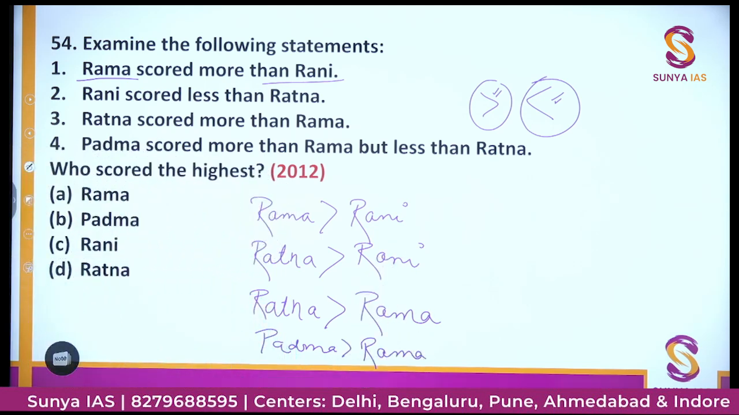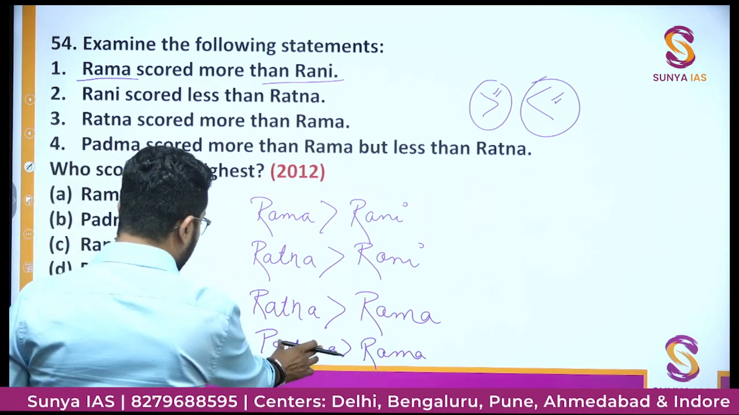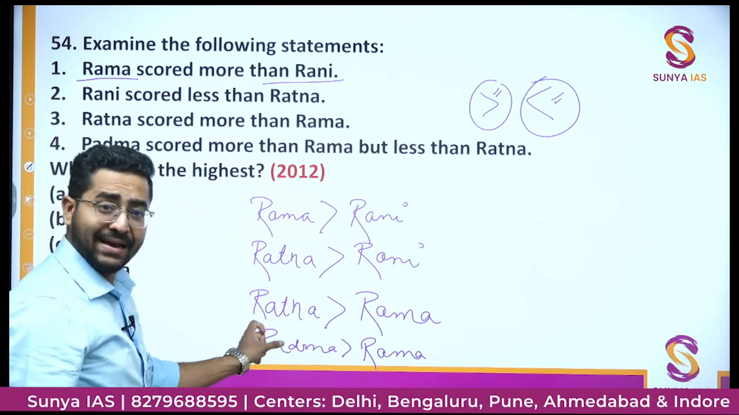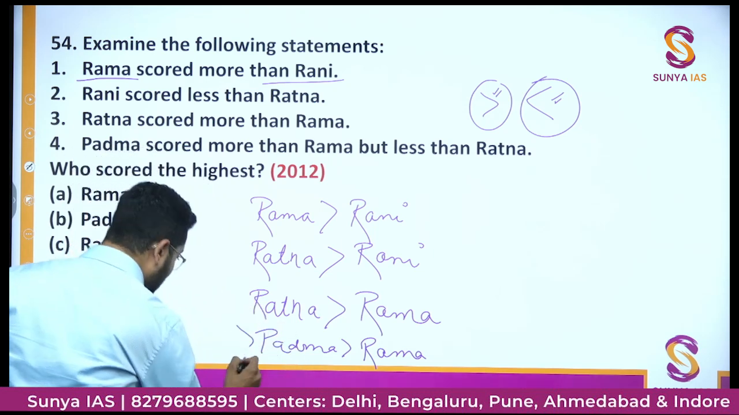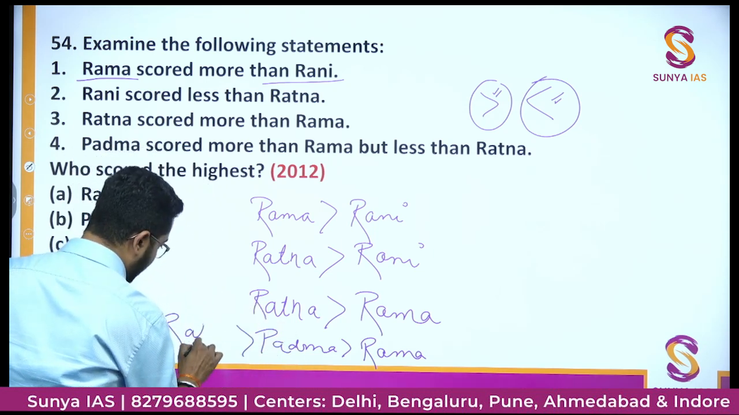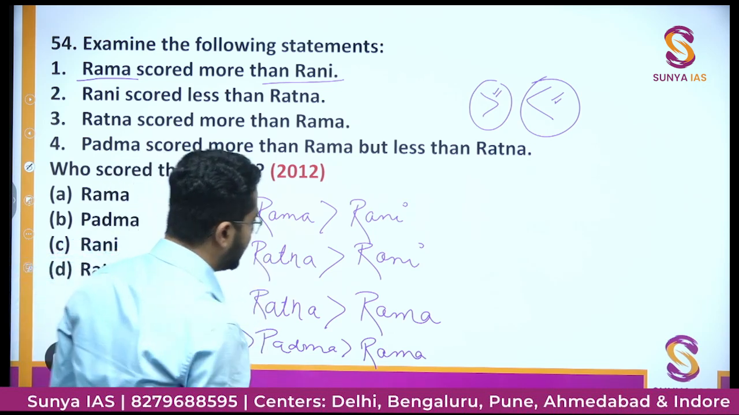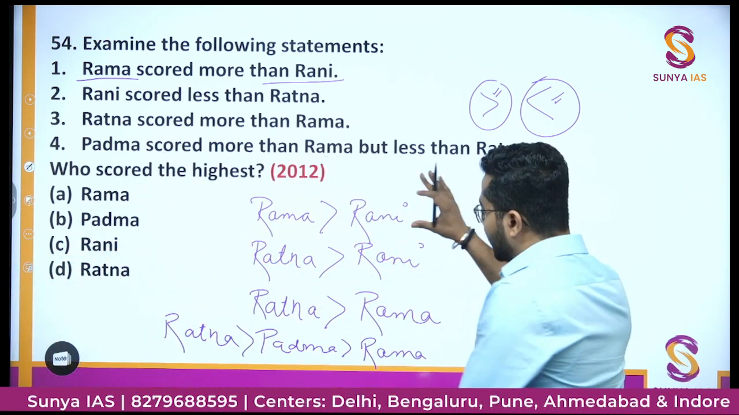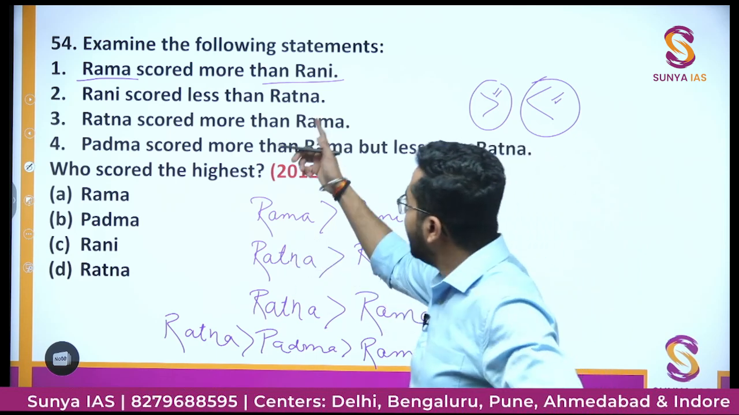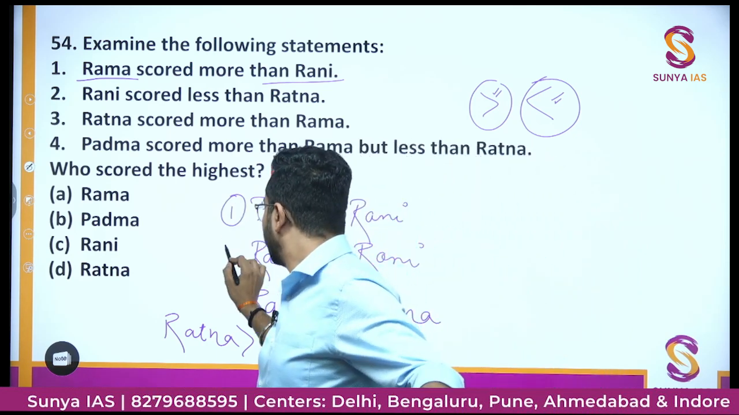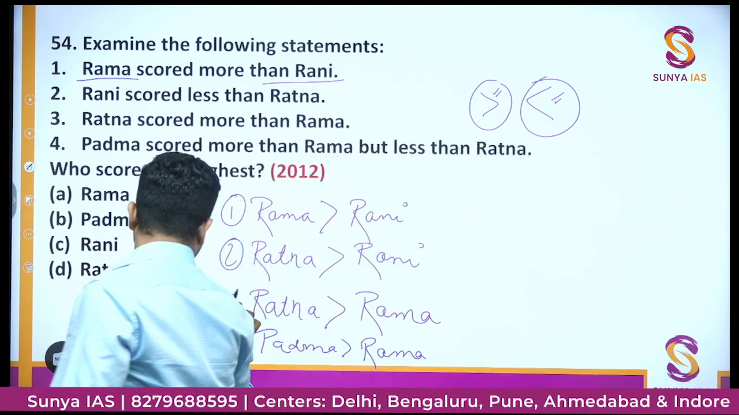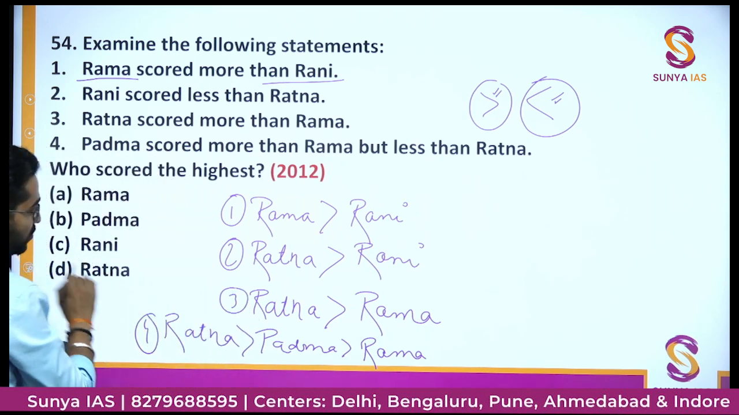But less than Ratna. Padma scored more than Rama but less than Ratna. मतलब Ratna is scoring more marks than Padma. Right? So these are the four conditions given in the question. Statement 1, statement 2, statement 3 and statement 4.